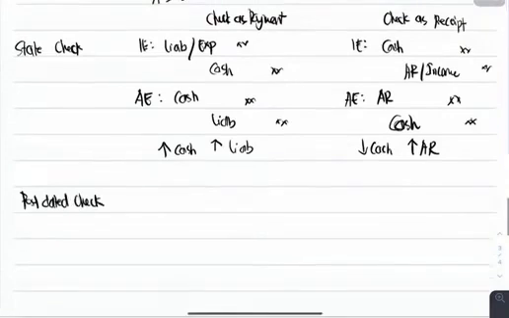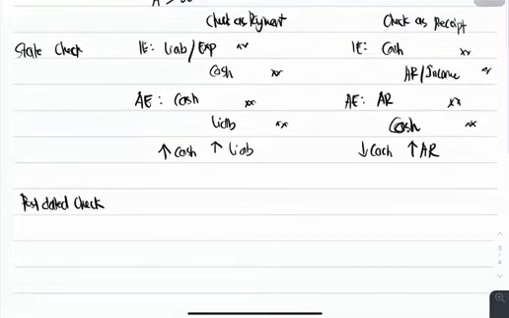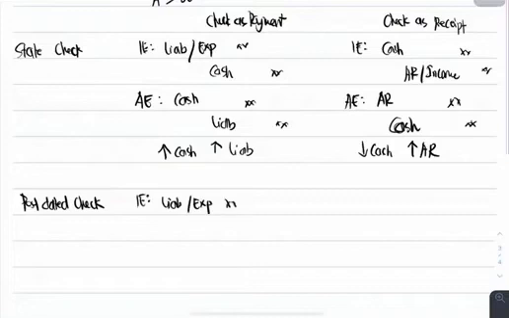Okay. So you use a post-dated check as payment. What is your initial entry? You debit a liability or expense and you credit cash.